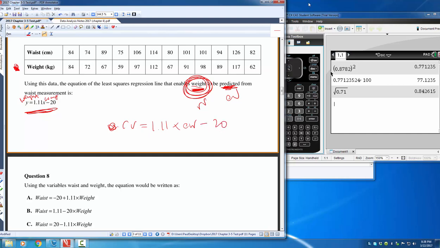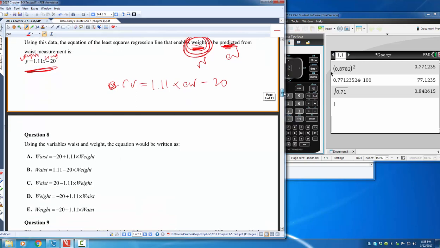Okay. So then, what is the correct answer? It's going to be weight equals negative 20 plus, so it's D. Okay.